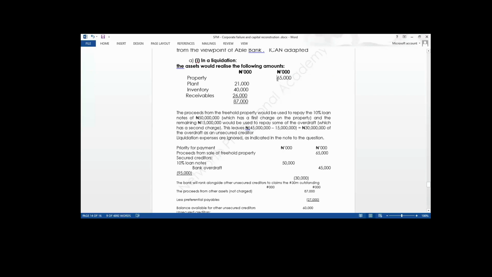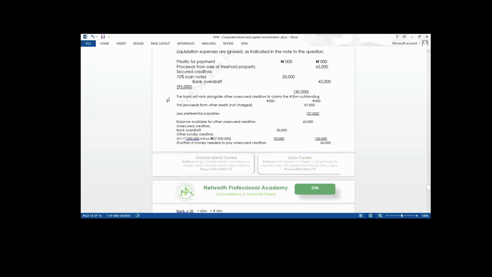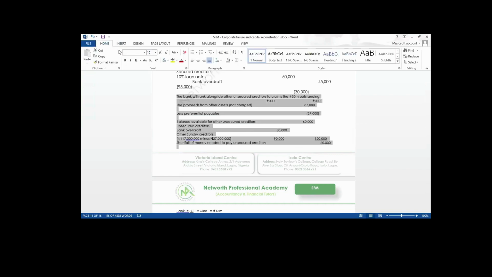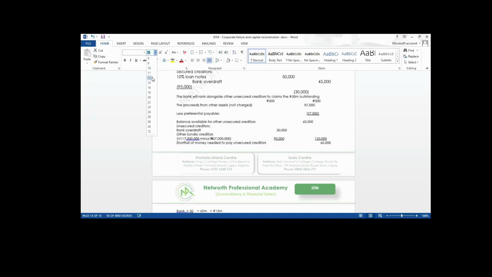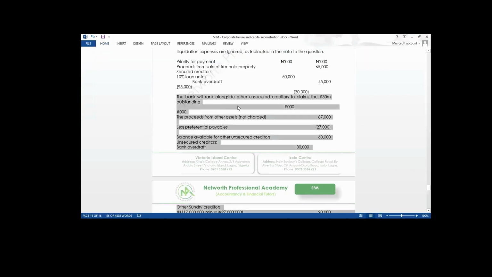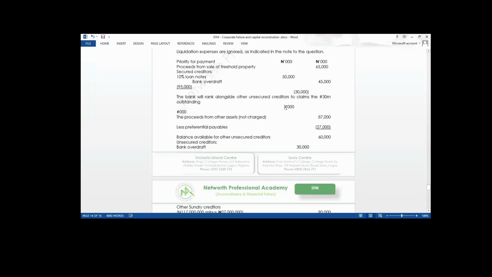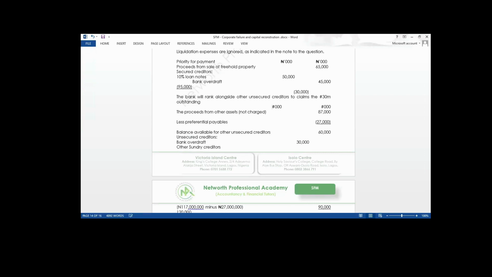We have distributed 65 million. We are left with what? We are left with 87 million. We now ask ourselves, do we have preferential payables in this question? Go check the question.